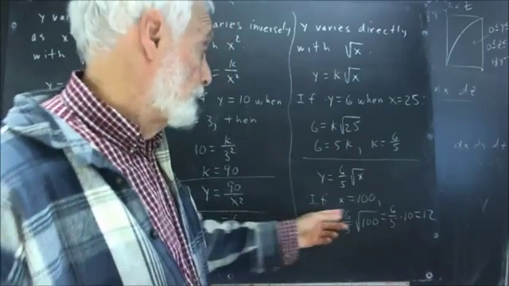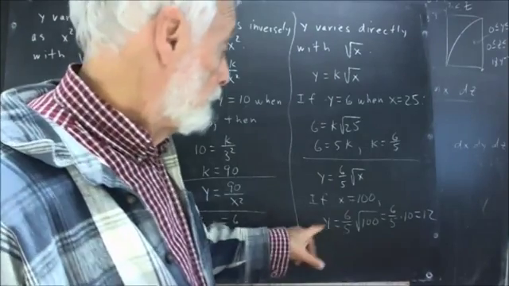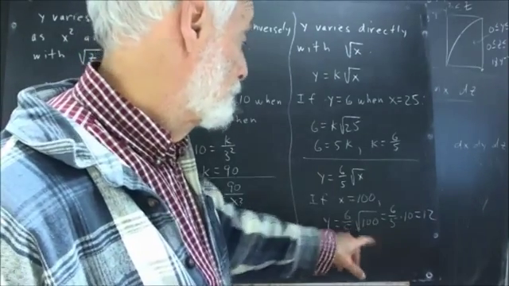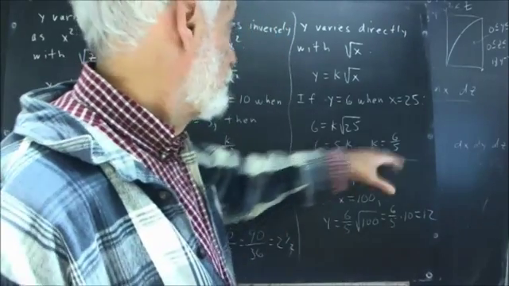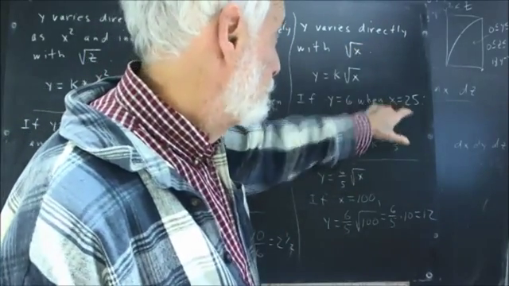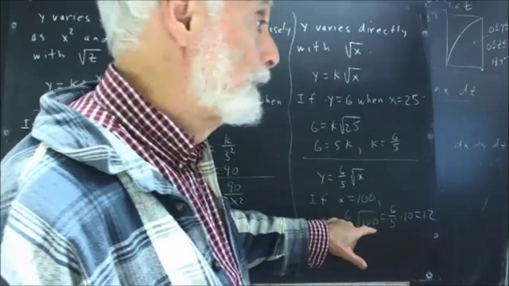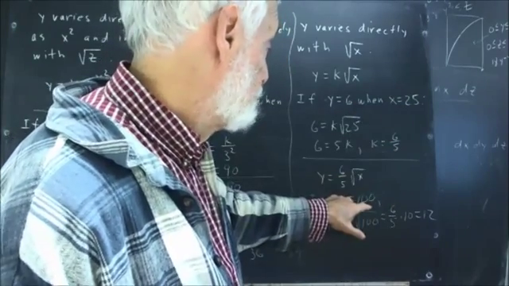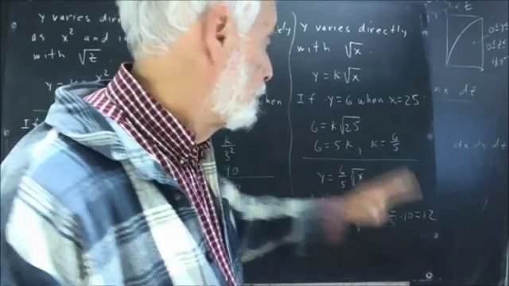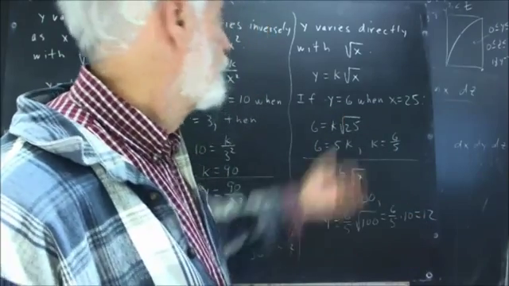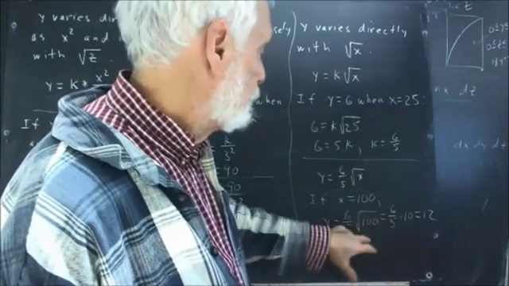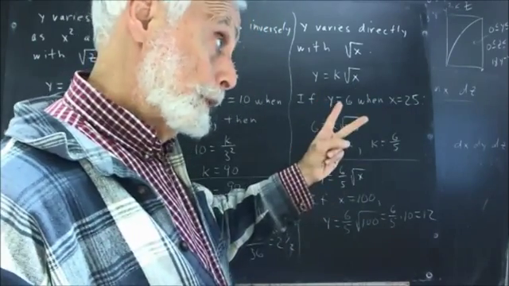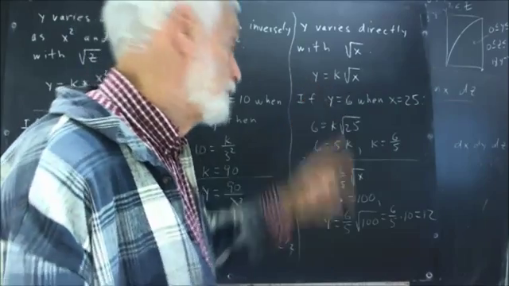So that, for example, if x equals 100, we can evaluate y. 6/5 times the square root of 100, which comes out to be 12. And we note that x quadrupled from 25 to 100, so x got 4 times as big. Y went from 6 to 12, it got twice as big. That makes sense. Square root of x, if x gets 4 times as big, the square root of x will get twice as big, and that'll make y twice as big.